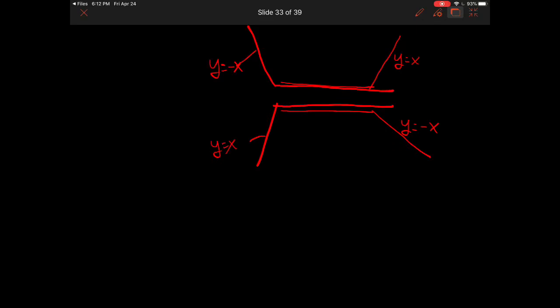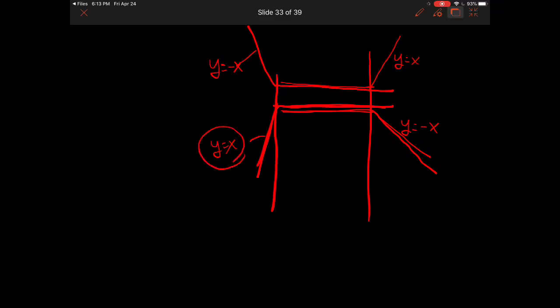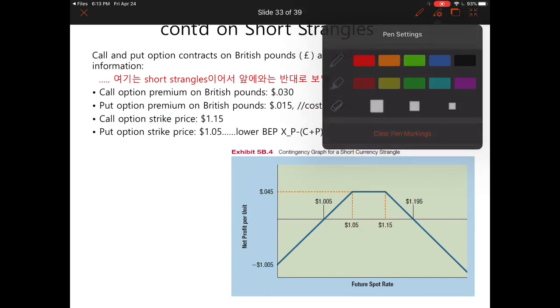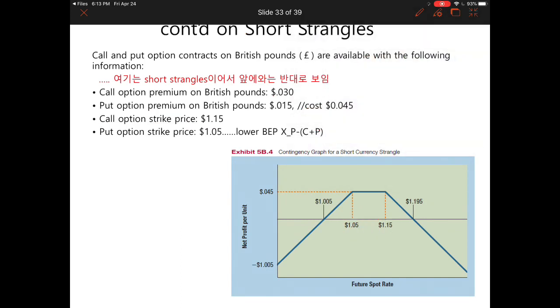I have a short put and I have a short call. We can imagine three panels in the same way. By the way, for this one, only y equals x survives. For the middle one, y equals 0. For the right hand side, y equals minus x. Now let me go back to the original slide and make all the writing clear. So we end up here.